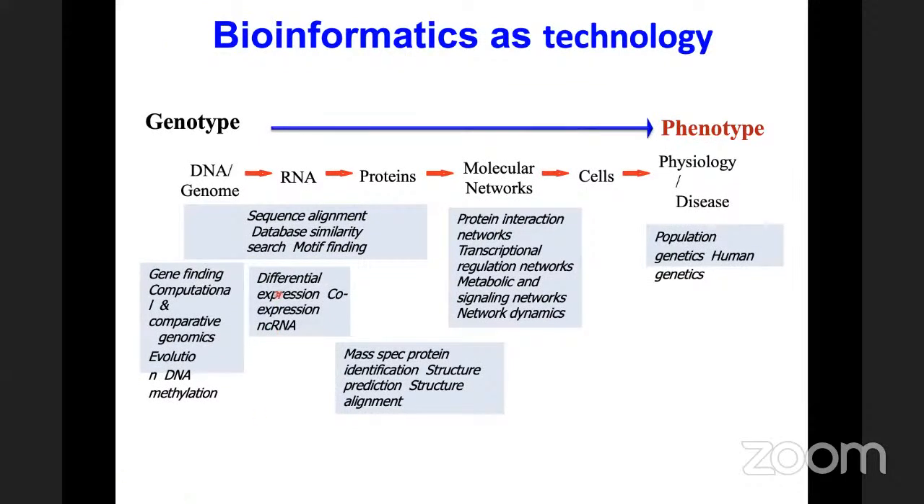So this diagram shows bioinformatics as a technology. So let's see how it becomes a technology. The genotype and the phenotype, right? So we say genotype means the DNA or genome, which translates to RNA, protein, molecular network, cell, and it shows the phenotypic expression, whether in diseases or other expression. But let's say I'm talking about a technology.